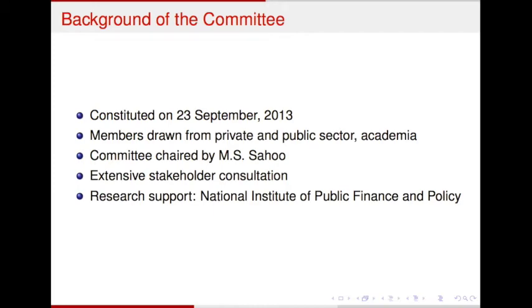The committee formed in September 2013 to review the scheme was chaired by Mr. M.S. Sahoo. The committee drew its members from the public and private sectors and from academia and engaged in extensive stakeholder consultations. Research support was provided to the committee by the National Institute of Public Finance and Policy.